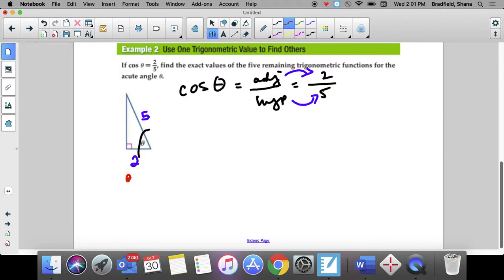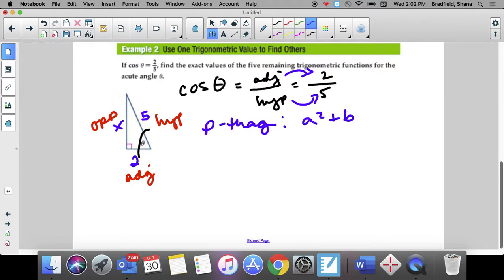So again, this is the adjacent side. This is the hypotenuse. And then we have our opposite side. The opposite side right now, I don't know what that is. I'll put a little X and we're going to do Pythagorean theorem to figure it out. Little Pythag, a squared plus b squared equals c squared. Remember, that's only used for right triangles.